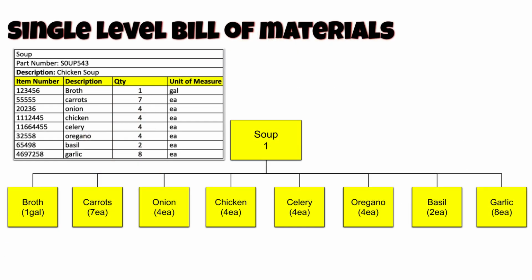Here we see a listing of a bill of materials for soup in both a simple listing format and a product tree format. As you can see, the broth is measured in gallons and each of the item measurements are in each. You may also see other types of units of measure, even some that may show blank.